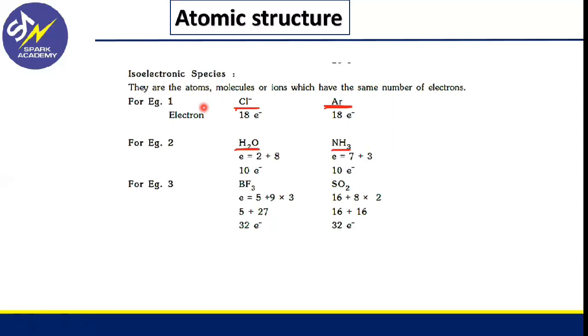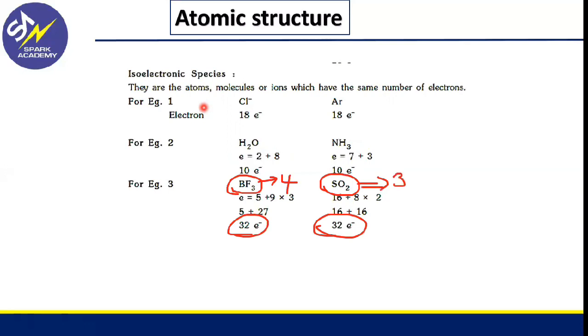Even H2O and NH3, if we count the number of electrons present, it is equal. It is not an isostar because in this the number of atoms is 3 and in this it is 4. So that is why it is not an isostar, it is only an isoelectronic species. Now, if you see BF3 and SO2, again they have the same number of electrons, but the number of atoms is different.